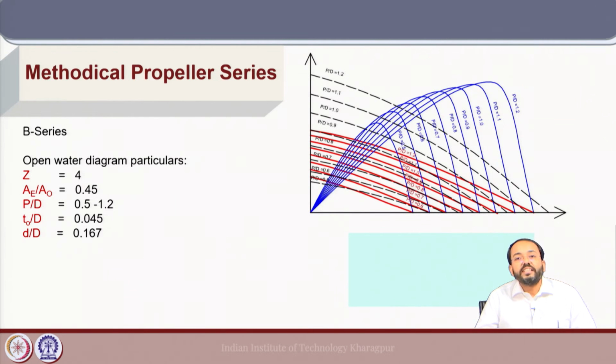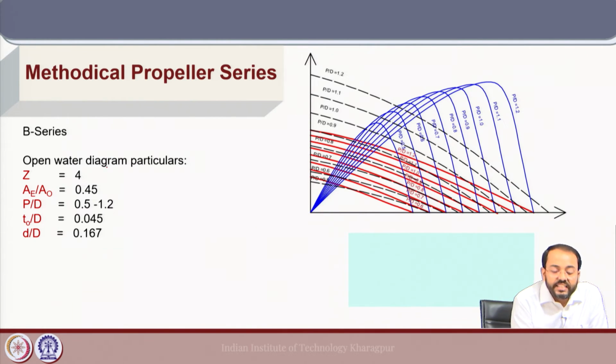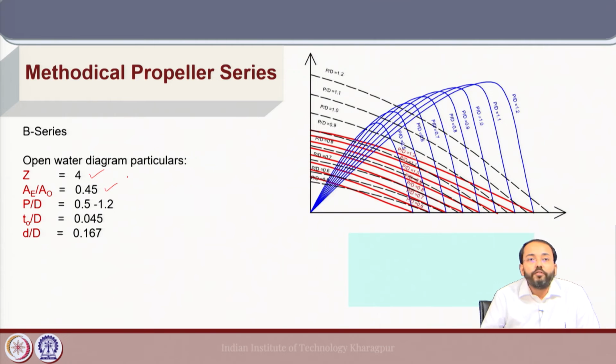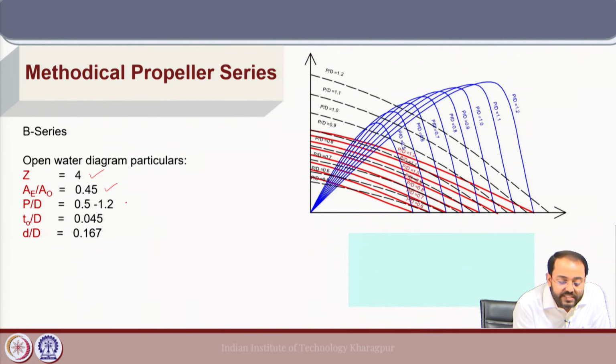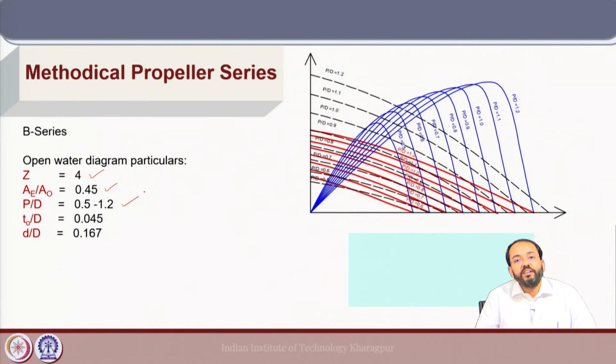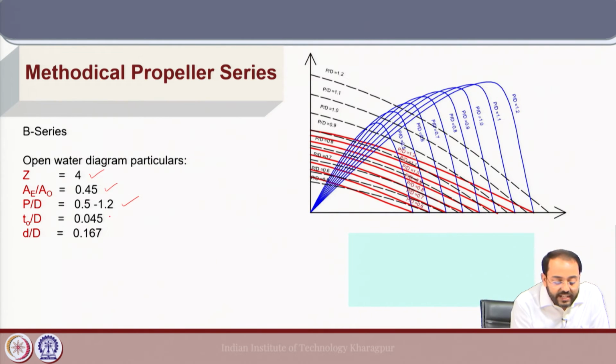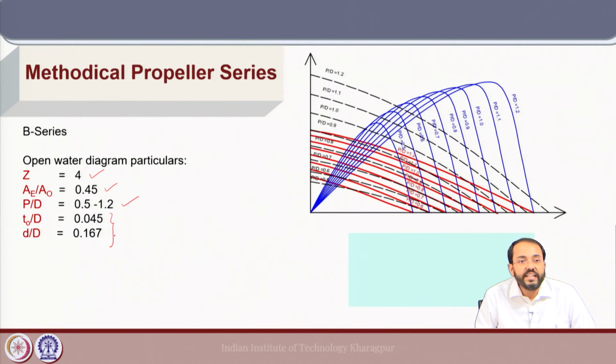So, again just like the one that we have seen, variation of pitch, let us take a B series example. We have a propeller with 4 blades, AE by A0 of 0.45, and we try to see its open water characteristics for a range of pitch ratio P by D varying between 0.5 and 1.2, and these factors Z and AE by A0 are constants as mentioned.